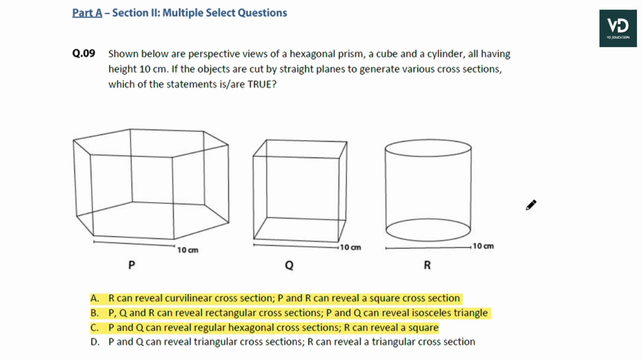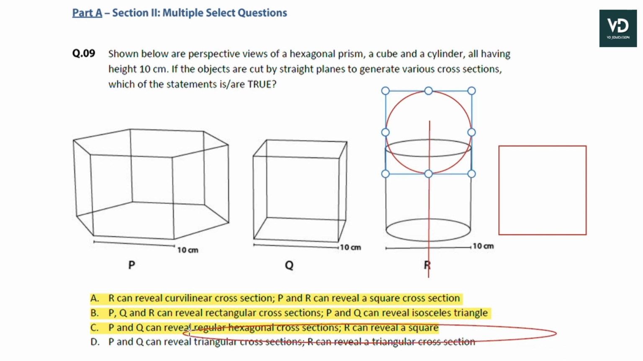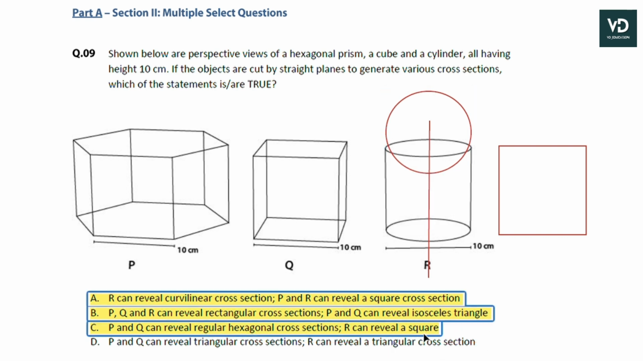Okay, so we can define this like here. If we cut a cylinder like this, the resultant surface will look like a rectangle. This can be also a square, and after cross section from the top, the surface can look like a circle also. So here we can say R can reveal a square. R can reveal curvilinear cross section also. R can reveal square cross section also.